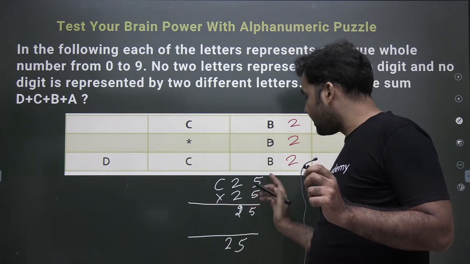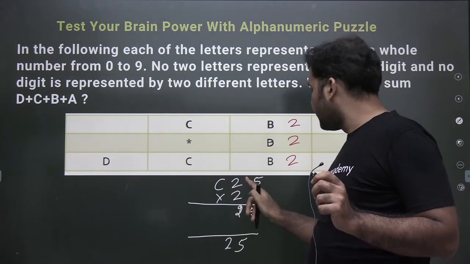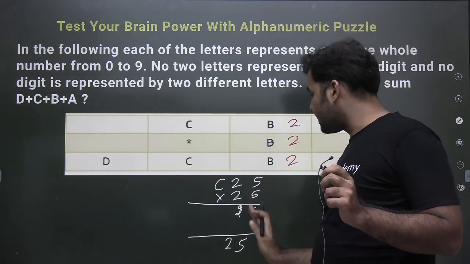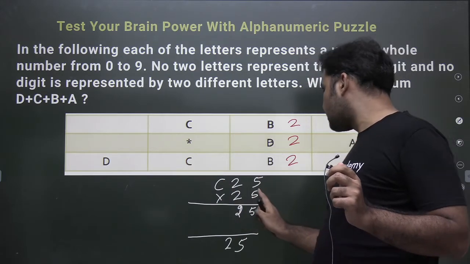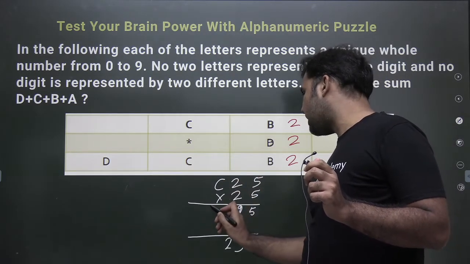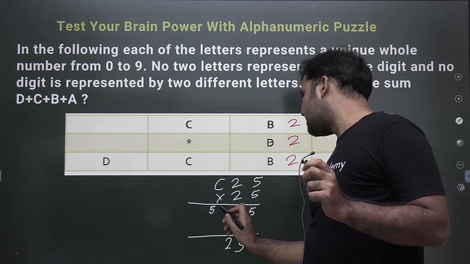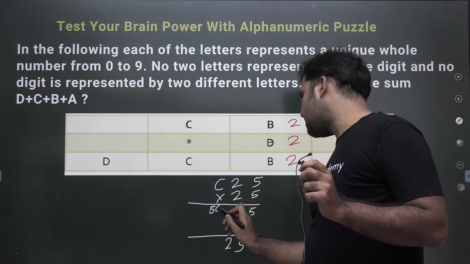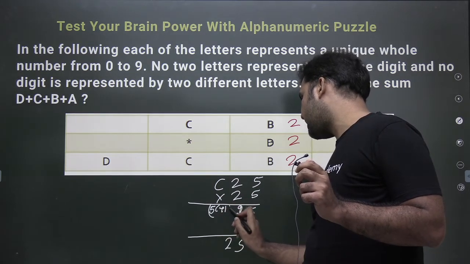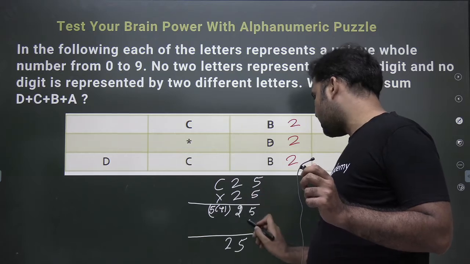And you see that this will send me a 1 carry forward. 25 into 5 is 125, so this will give a 1 carry forward. So this is 5 into C and 1 carry forward. So can I say that this 3-digit number would be 5 into C plus 1 for sure, right? Now when you multiply this, you need to place 0 here.